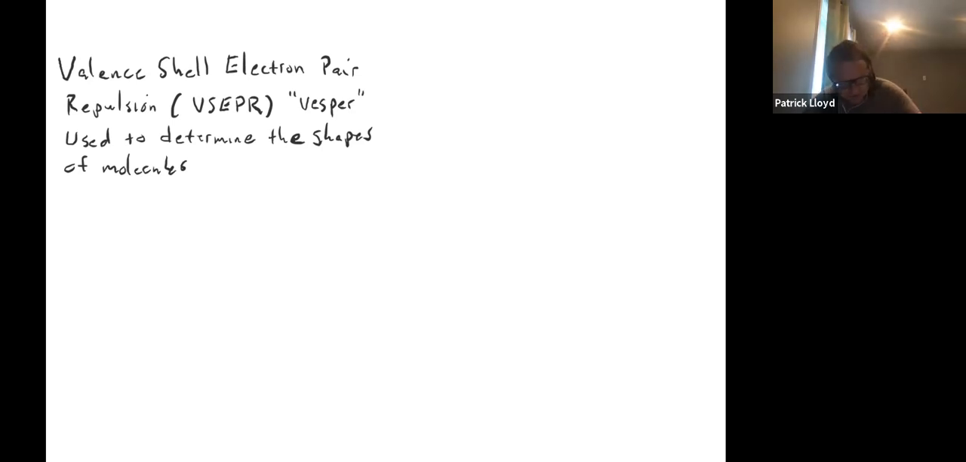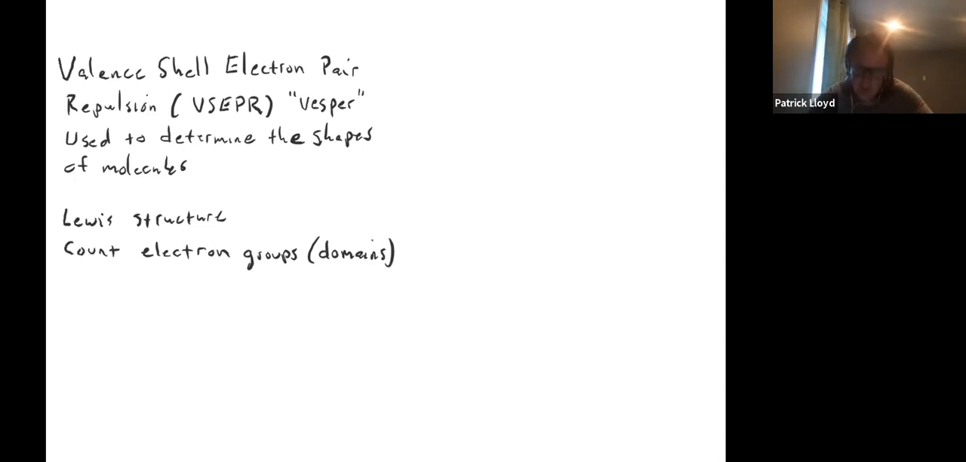So here's how it works essentially. Essentially what we do is we analyze the Lewis structure. So we have a Lewis structure, and then what we do is we count what are called electron groups. Now the term groups is used, also the term domains is used. Okay, so depending on where you look, you'll see either groups or domains. I think Alex uses the term groups, but a lot of textbooks will use the term domains.